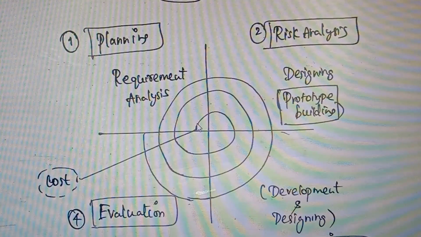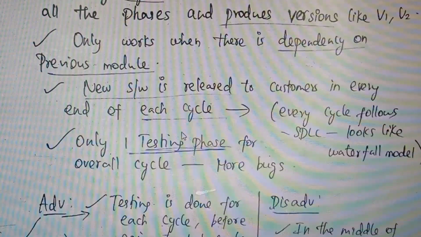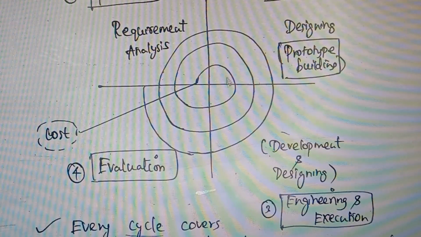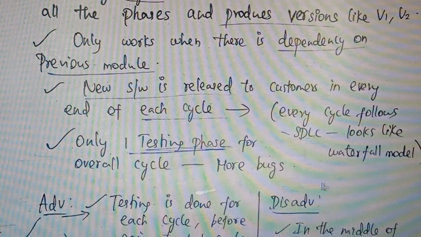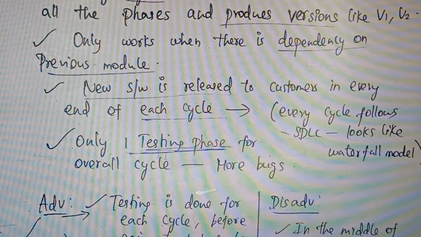So 1 2 3 4 is one cycle, and then it will iterate to the next cycle, and again to the next cycle, until the module is completed. Every cycle follows the SDLC. It looks like the waterfall model. So they are saying that every cycle falls under the SDLC category, which looks like a waterfall model. Only one testing phase for the overall cycle. There will be one testing phase for the overall cycle, so it will lead to more bugs.